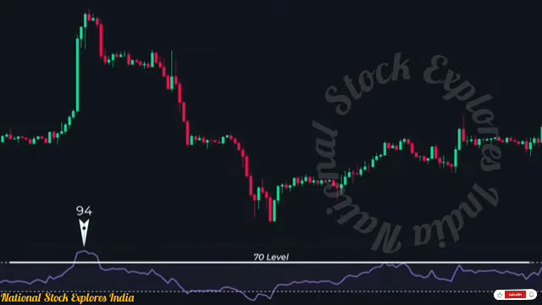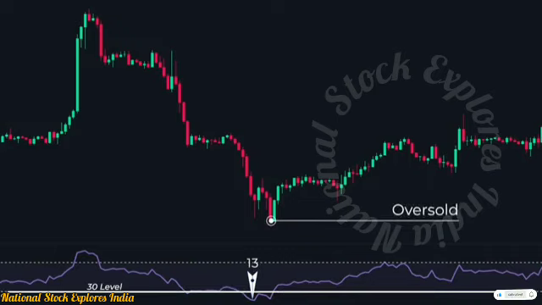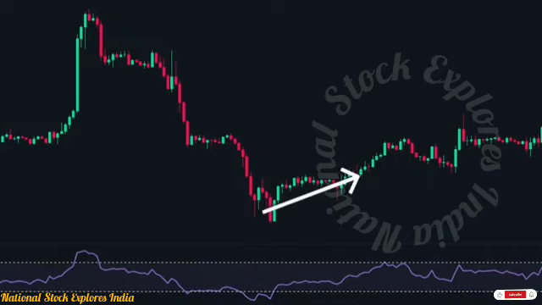When the RSI goes above 70, the price is considered to be overbought. In such a scenario, the price is expected to reverse downwards. Similarly, when RSI goes below 30, the price is considered to be oversold. In such a condition, the price is expected to reverse and move upwards.